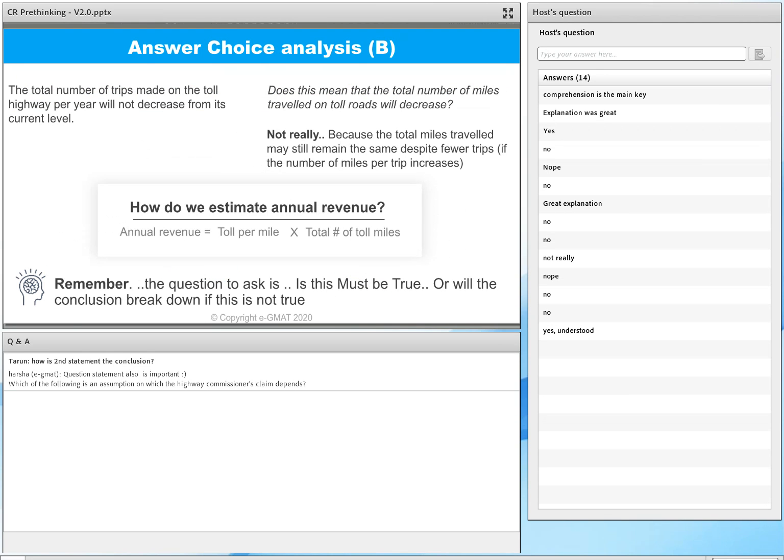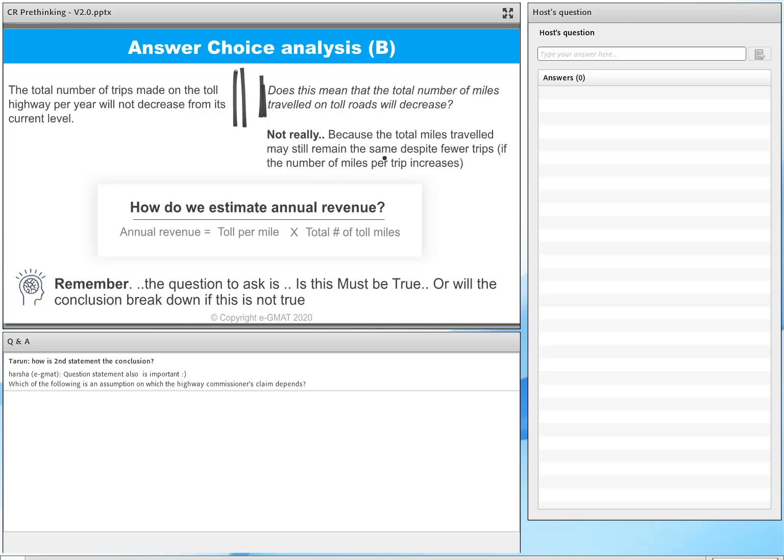Okay, let's look at choice B. A lot of you chose it. Choice B is an incorrect answer choice. Choice B says the total number of trips made on the toll highway per year will not decrease from its current level. Now the question we have to ask is, does this mean that the total number of miles driven will not go down? The answer is not really. Why? Let's say earlier people were making 1,000 trips, but now they're making 900 trips. So the trips do decrease. But what if everyone spends more miles per trip?